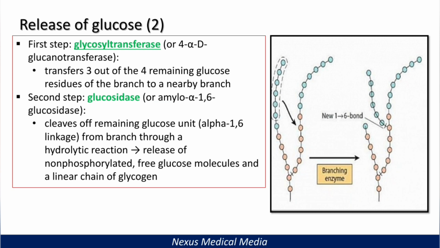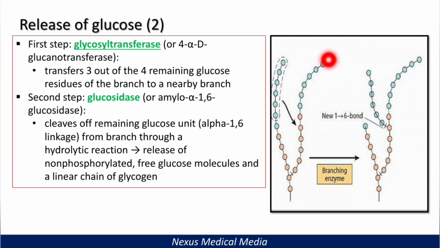So this clips off the remaining glucose unit, that's alpha 1,6 glycosidic linkage, from the branch through hydrolytic reaction, and will release non-phosphorylated free glucose molecule and a linear chain of glycogen, right? So we've removed the three. Yeah, we have removed the three here, and we put them here, and then we have one using this glucosidase activity. This one is actually glucose.